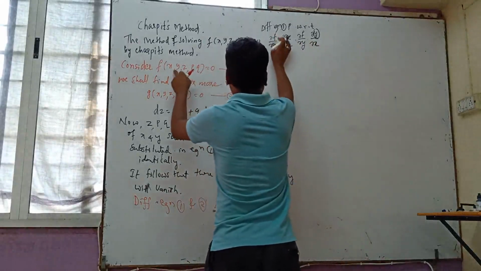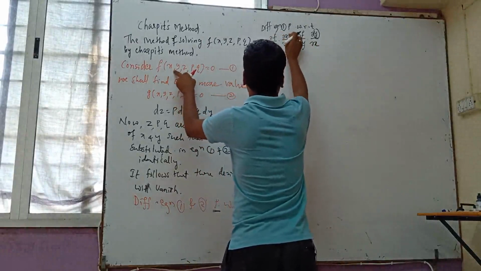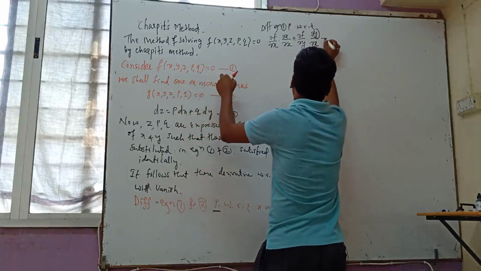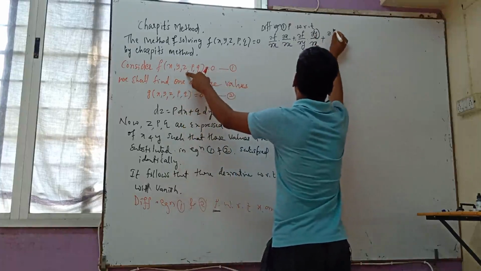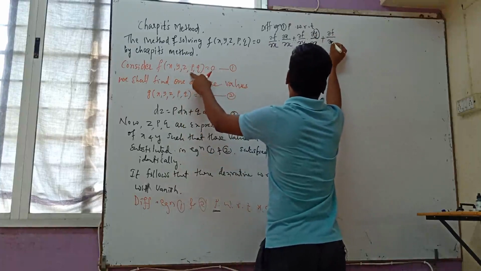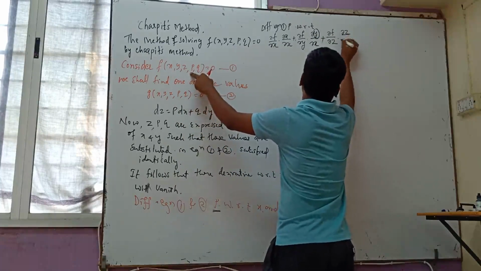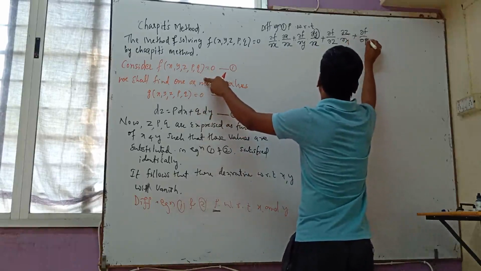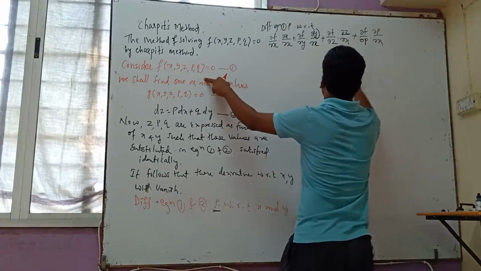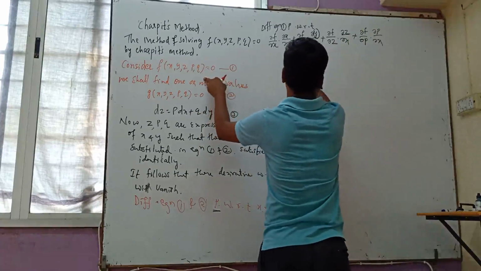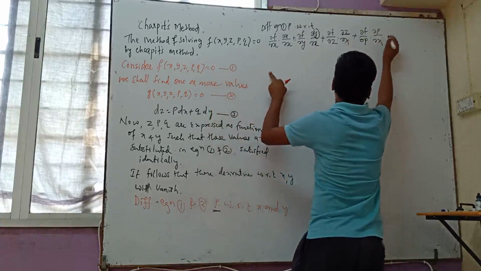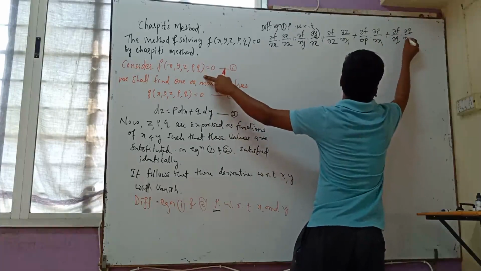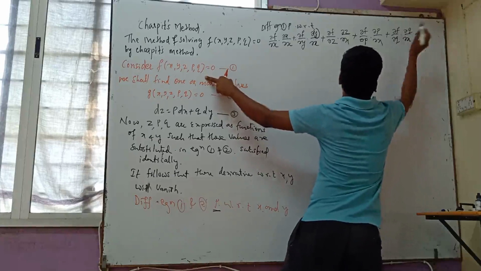So the first term is dou f by dou x into dx by dx, plus dou f by dou y into dou y by dou x, plus the third term dou f by dou z into dou z by dou x, plus the next one dou f by dou p into dou p by dou x, I am differentiating with respect to x, and the last term is dou f by dou q into dou q by dou x, which is equal to 0.